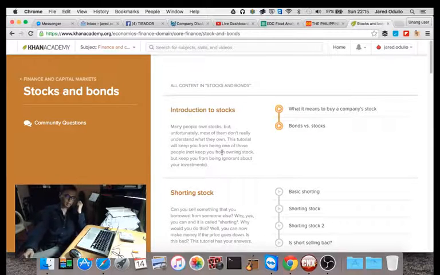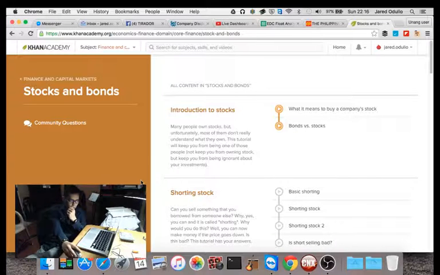Sa Khan Academy, maganda yung structure nung tutorial nila on the stocks and bonds. So ngayon ang tanong, of course, you can apply this knowledge in PSE and even other markets, like if you're trading in US in Nasdaq, NYSE, if you're trading in London, Hong Kong, Japan. This is generic knowledge, introduction to stocks, what it means to buy a company's stocks. That's the first topic when you go to the finance and capital markets and stocks and bonds.